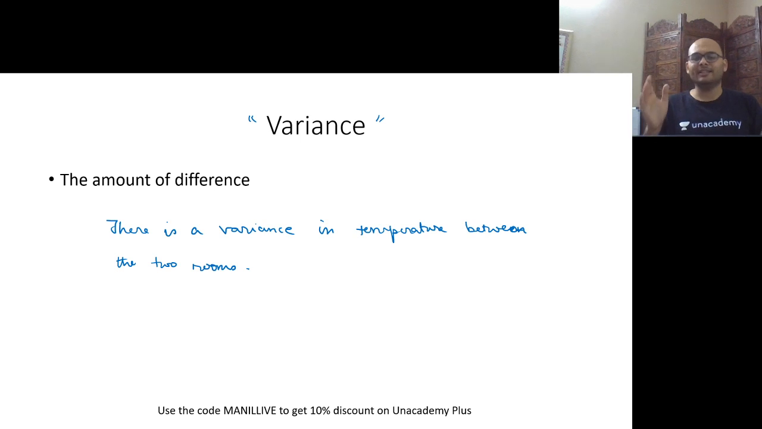Variance. Variance is the variation, like the difference. There is a variance in temperature between the two rooms. So, which means that if temperature in this room is 24 and the temperature in that room is 20, there is a variation, right? That there is a difference in the two temperatures. That is the variance. So variance of 4 degrees, the difference.